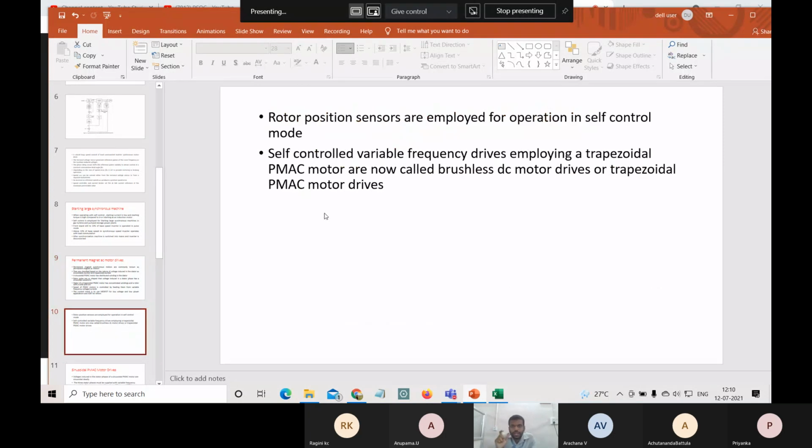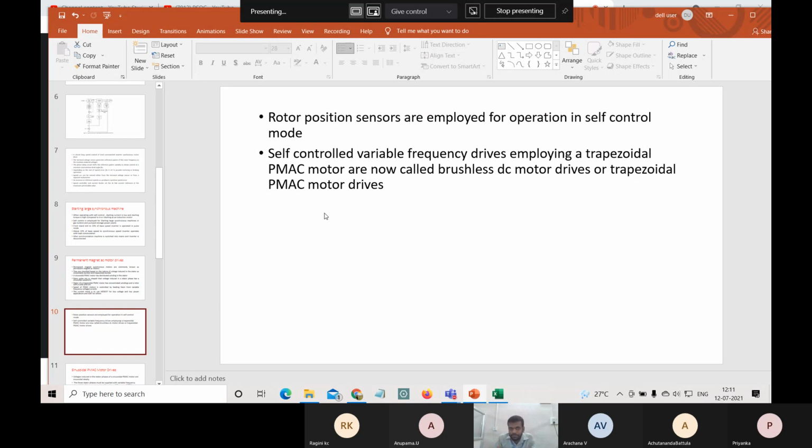So we are placing rotor position sensors in order to operate the motors in a self-control mode. These self-control mode drives employing a trapezoidal PMAC motor we can now call brushless DC motor drives. So the topics that we have studied are self-controlled variable frequency drives employing trapezoidal PMAC motors. This whole thing is called brushless DC motors.